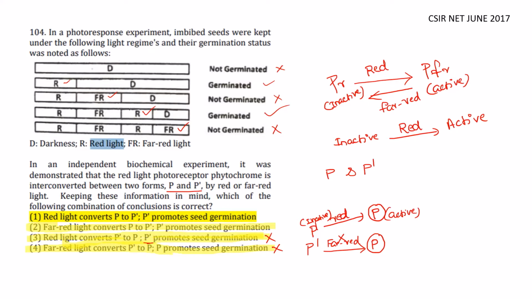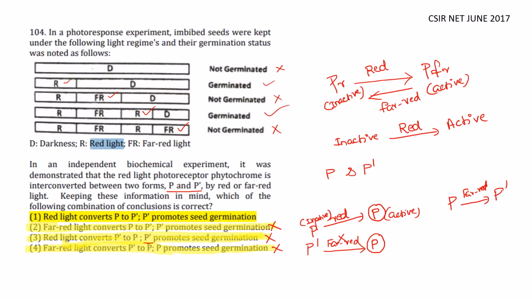Next, second option, far red light converts P to P dash. It is not correct because red light only promotes seed germination. Red light only converts inactive to active form. So this statement is not correct. This option is not correct. So option 2 is incorrect. Next option, option 1.